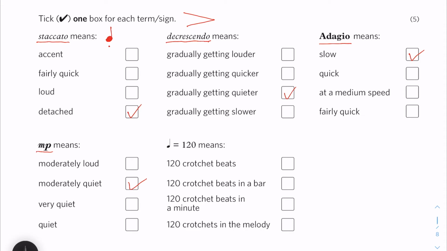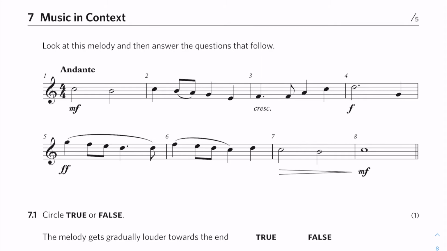Last one, we have this. Quarter note equals 120 is a metronome beat. It shows you how fast you should play the music. And what it means is 120 quarter notes in 1 minute. So that's my answer. Question number 7, that's the last question, music in context.